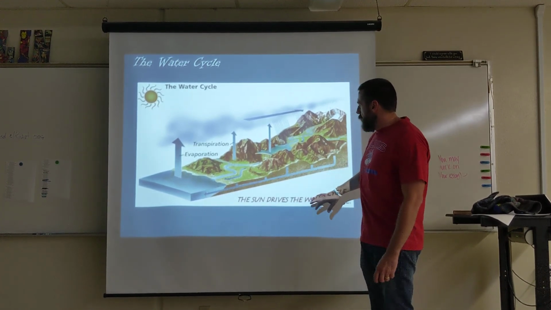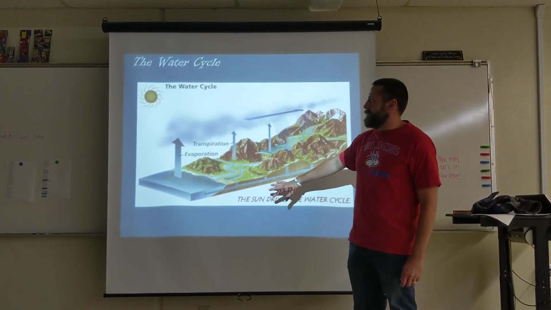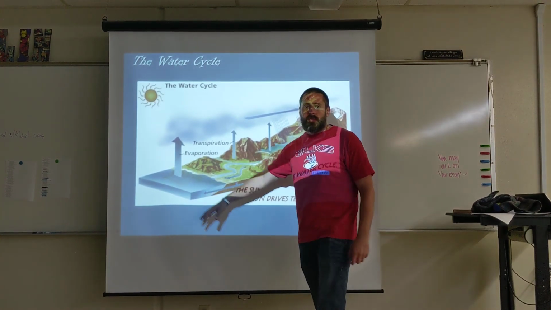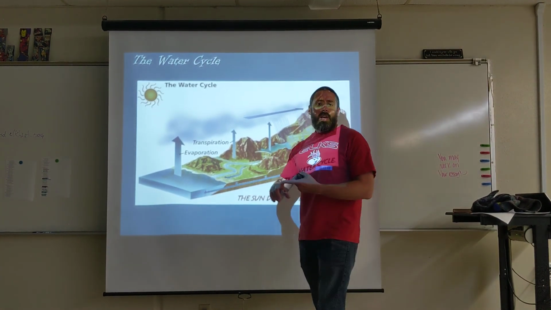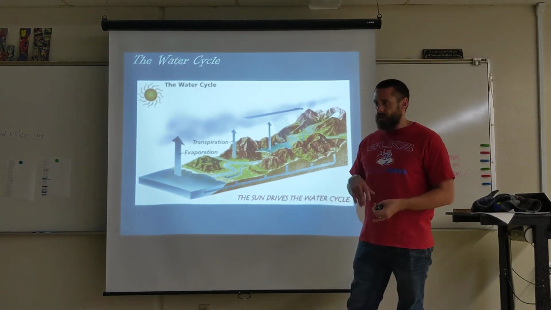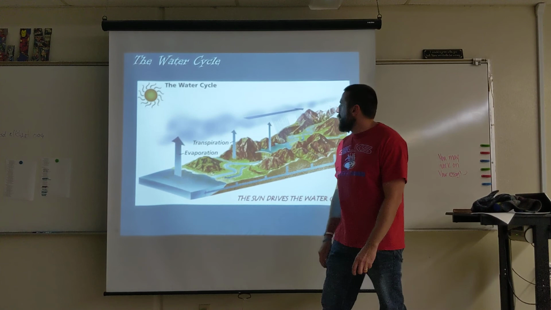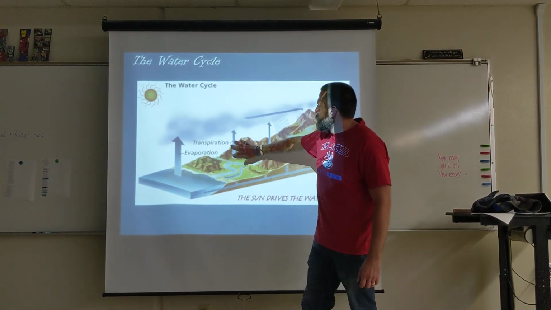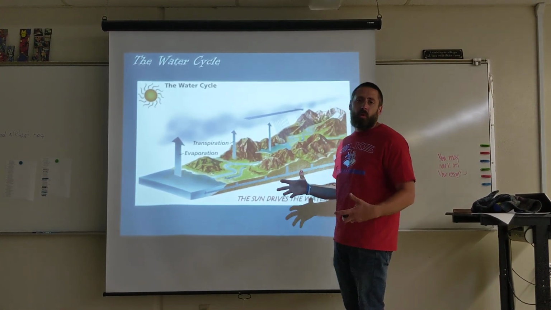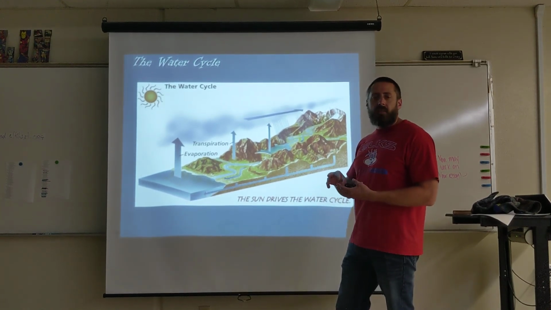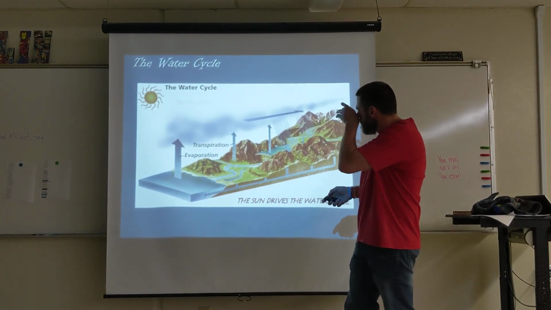The sun drives the water cycle. That's what allows for the evaporation from the water sources, your bodies of water, your lakes, oceans, creeks, rivers, ponds, ditches. And then you've got your transpiration, which is where it's pulling water out of plants, the leaves, and all that type of stuff.